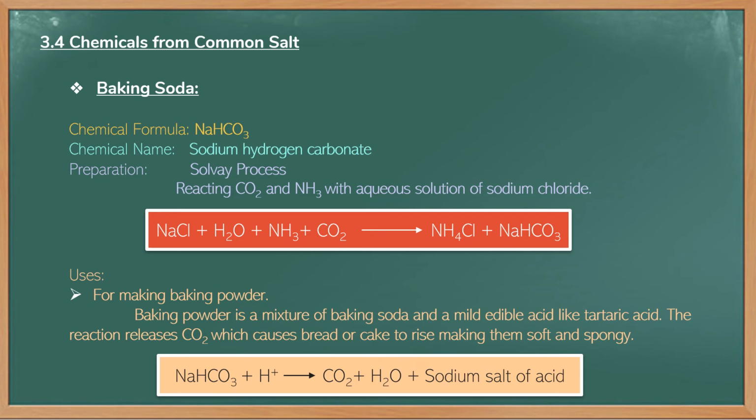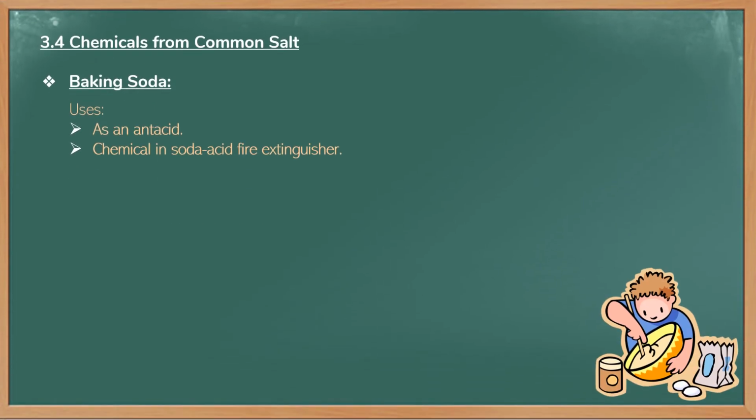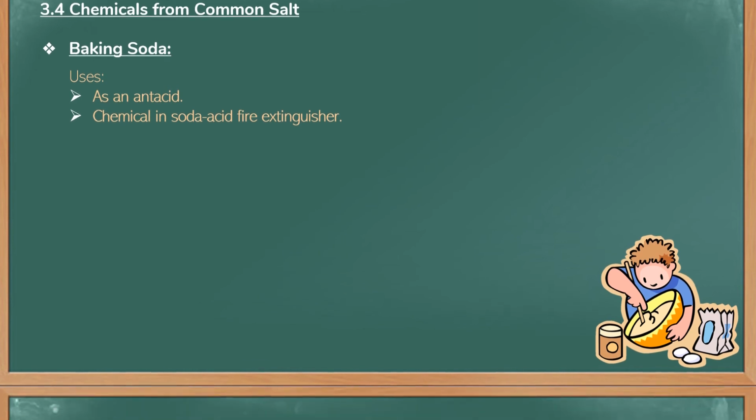The uses of baking soda are: for making baking powder. Baking powder is a mixture of baking soda and a milder acid like tartaric acid. The reaction releases CO2 which causes bread or cake to rise, making them soft and spongy. Other uses of baking soda are: as an antacid, chemical in soda acid fire extinguisher.